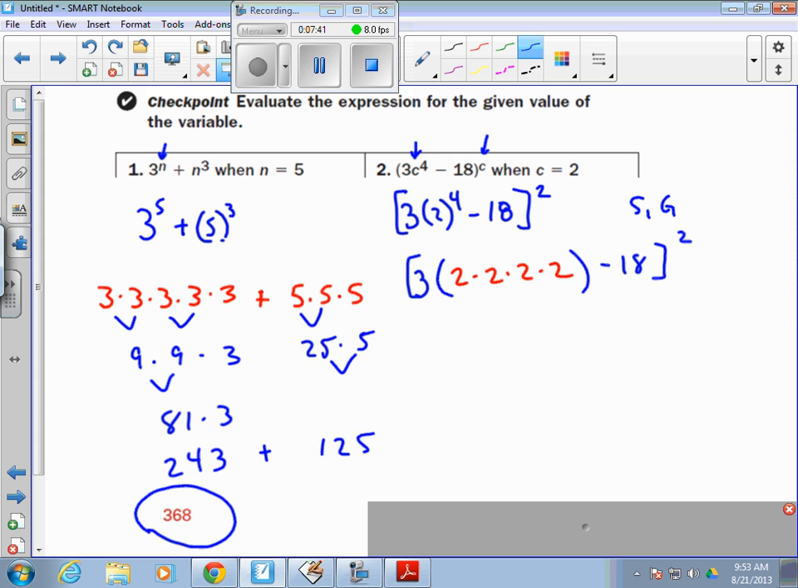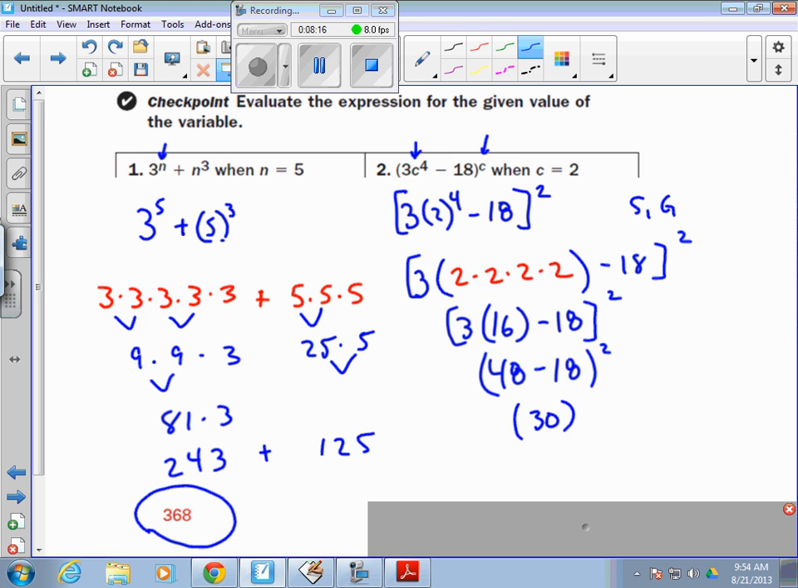So 2 times itself 4 times: 2 times 2 is 4, times 2 is 8, times 2 is 16. So now we have 3 times 16 minus 18. All of that's still inside of a grouping symbol, and it's squared. What you have to do next is 3 times 16, because you have to do multiplication before you do subtraction. 3 times 16 is 48. It's still minus 18. It's still inside of a set of grouping symbols, and it's squared. 48 minus 18 is the number 30. And that number is being squared. And 30 squared means 30 times 30, which is the number 900.